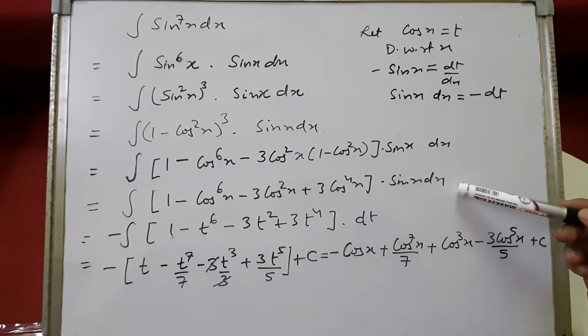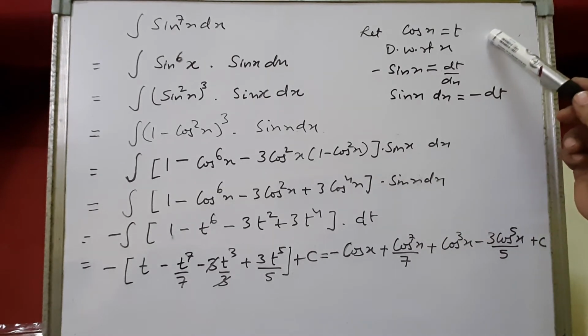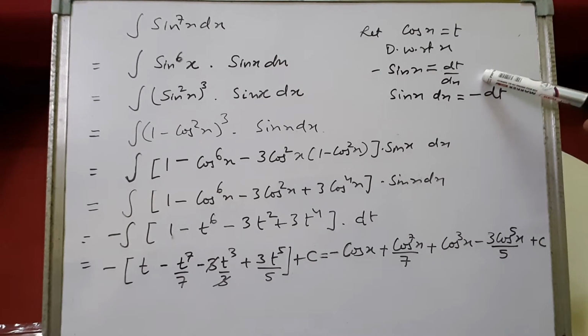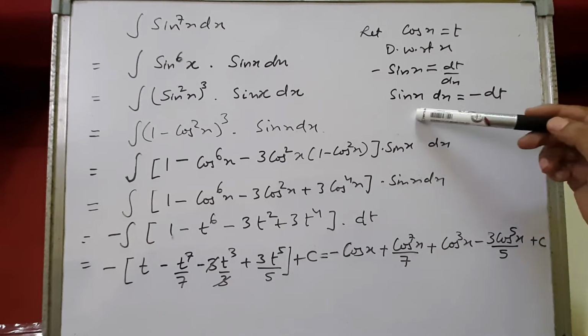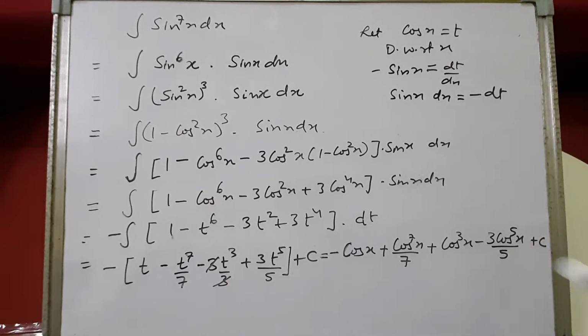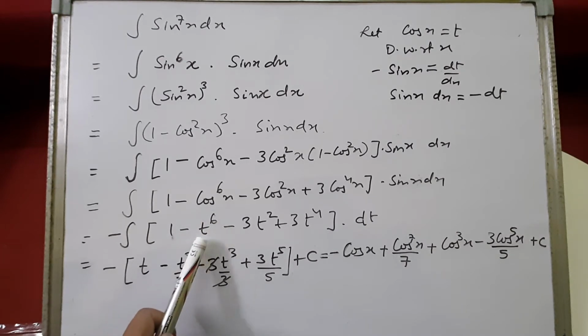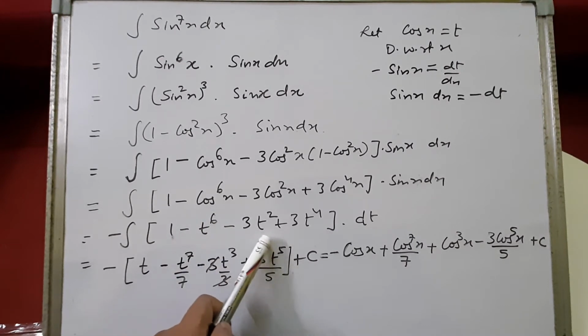into sine x dx. Now if we assume cos x as t, differentiating both sides with respect to x, minus sine x equals dt upon dx. So sine x dx will be minus dt. In place of this sine x dx, we can put minus dt. So the minus I have written outside, it is dt. And we can put cos x as t, so it will be 1 minus t to the power 6 minus 3t square plus 3 t to the power 4.